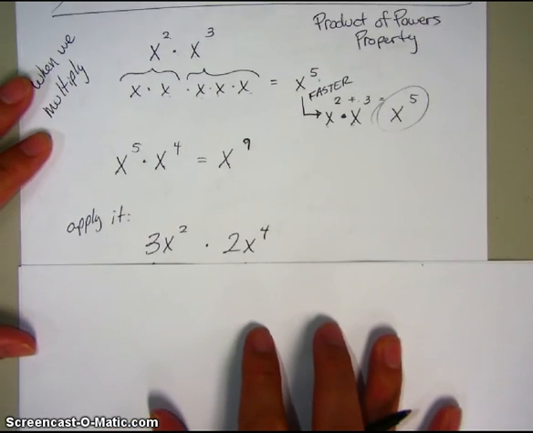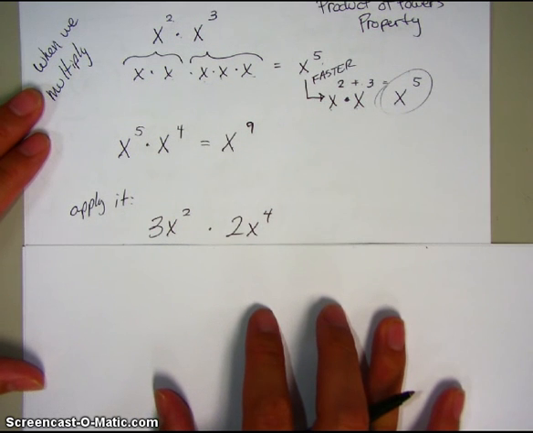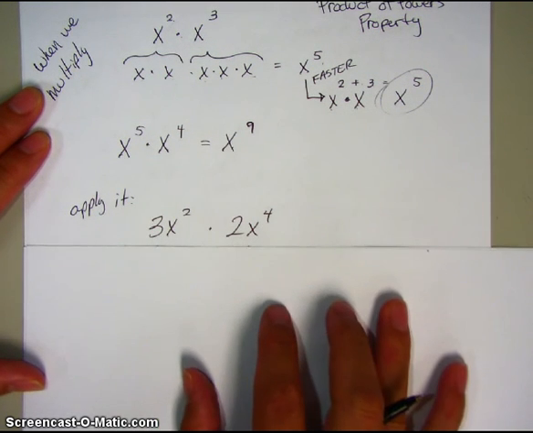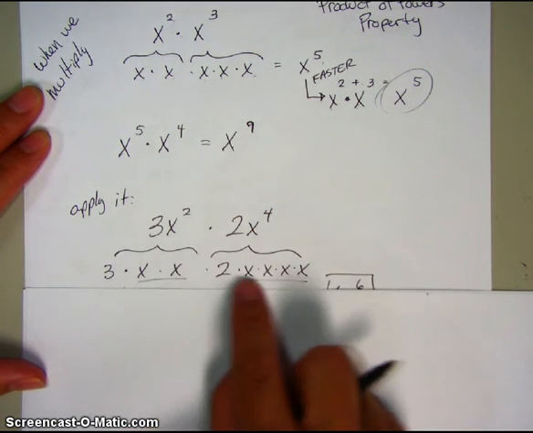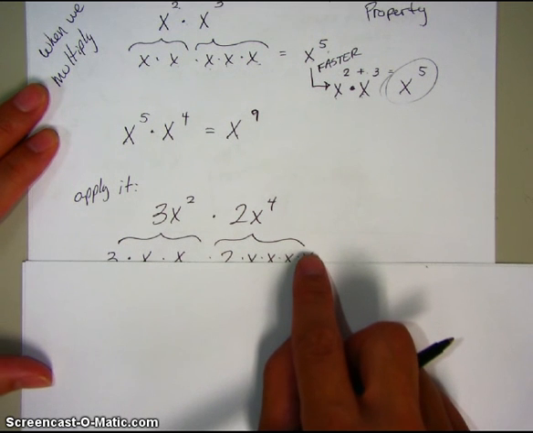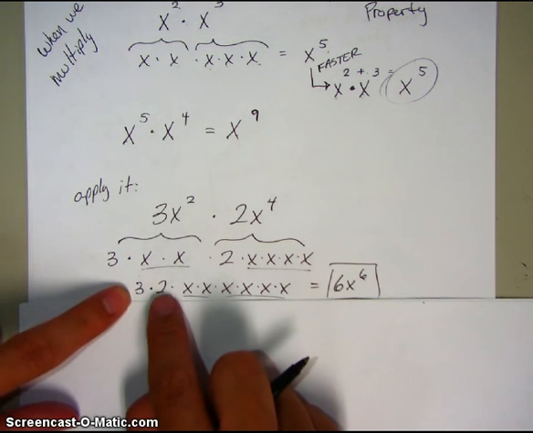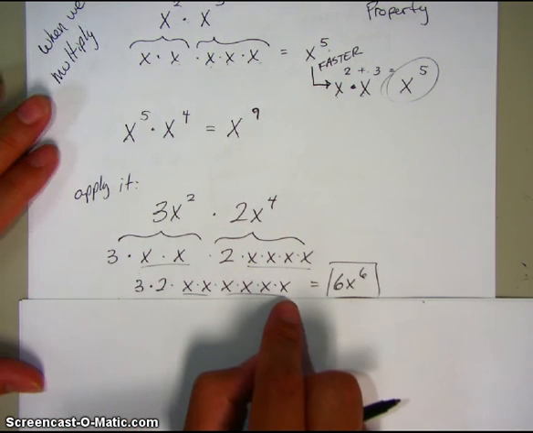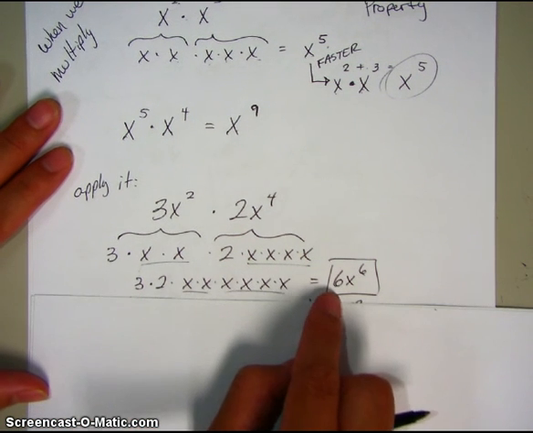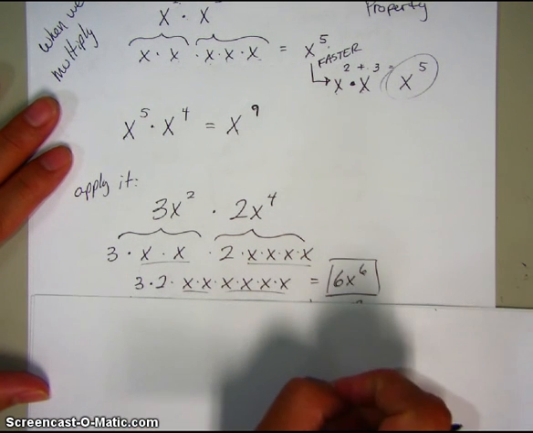Let's apply it to something a little bit more difficult. 3x squared times 2x to the fourth. I wrote them all out, prime factorization, broke it all down. But then I can rearrange things. I put 3 times 2 together. I put all the x's together. 3 times 2, that's 6. And then I have 6 x's, x to the 6.